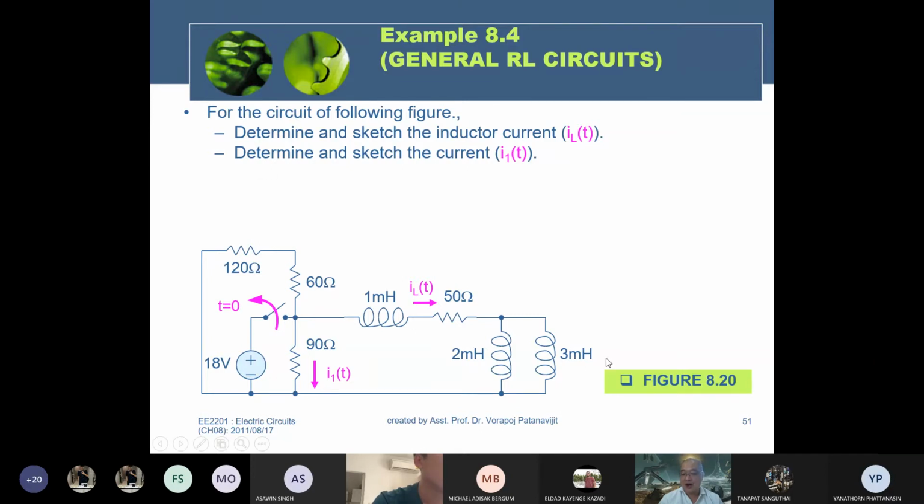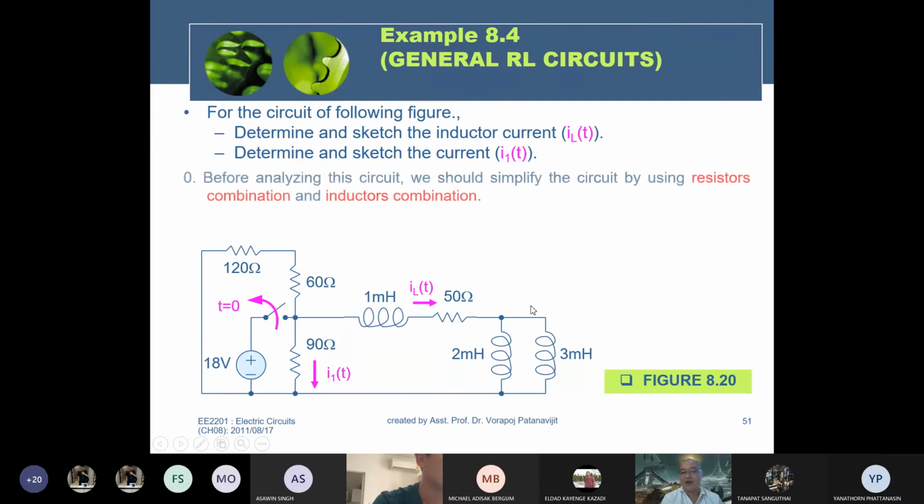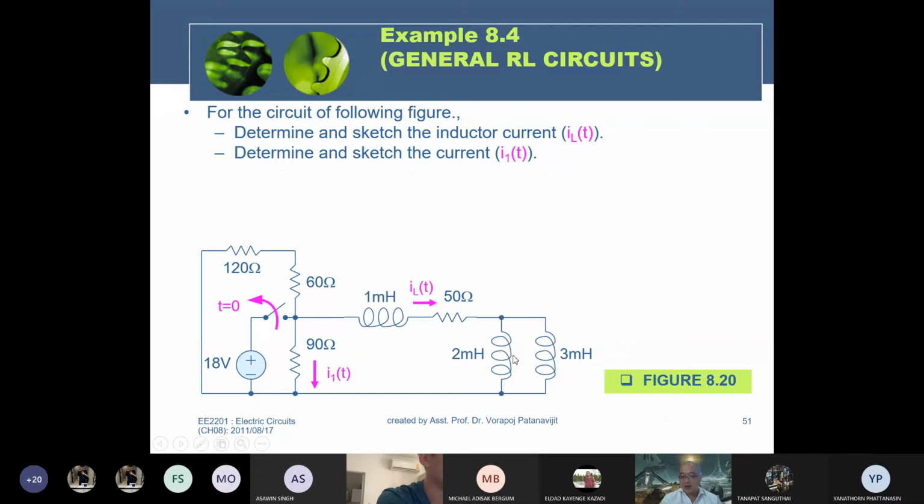Before we analyze this circuit, we should simplify it by using the resistor combination, and the capacitor and inductor combination first. How do we combine them? You can see that this inductor and this inductor can be combined. They are in parallel, and the way to combine them is the same as resistors in parallel.